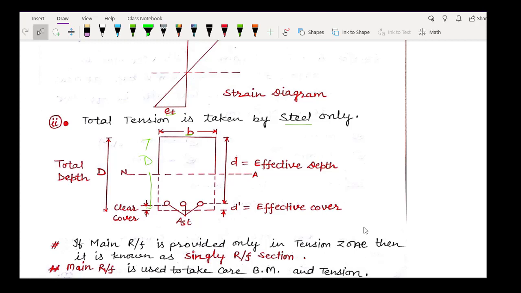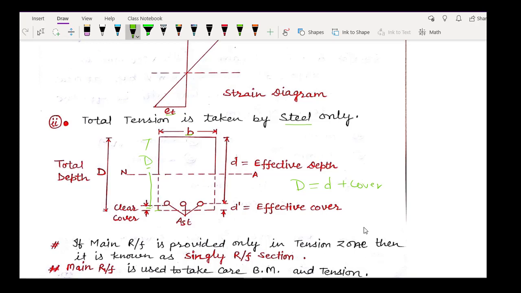What is the basic difference between capital D and small d? Capital D is the overall depth which is from the top fiber to the bottom fiber. But effective depth is the depth from the top fiber to the CG or center of the steel placed in the tensile zone. So capital D comes out to be small d plus cover. So what is cover, or it is also known as clear cover? Cover is provided to protect the steel from the outer environment or from wear and tear if it happens from outside. So we provide a cover.